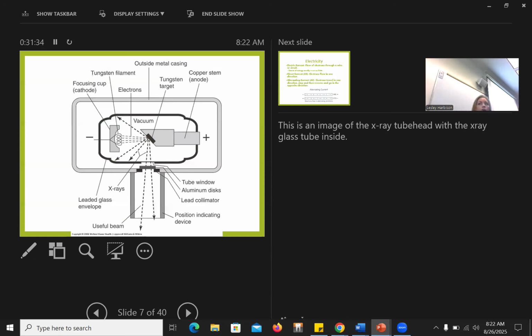So here's a picture of the whole thing. I think we might have seen this last week. I can't remember if this was in the PowerPoint or not. But this is our glass tube with the parts that we learned about in the production of X-rays. But now we have the whole tube head that you actually move around in the room with the PID. And there are parts here that we're going to learn about and how they affect the size and the shape of the X-ray beam.